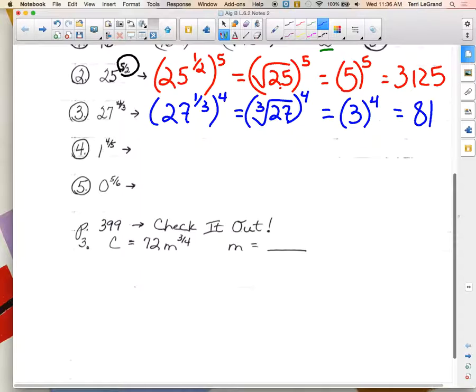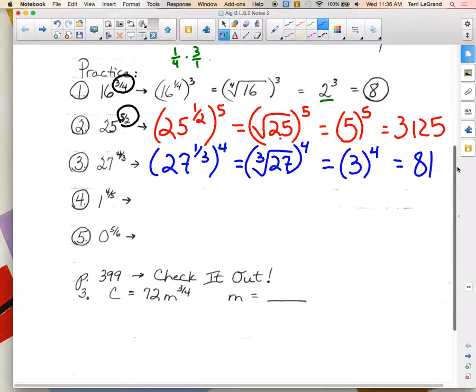Would you check out number 2? Check out number 3. Then maybe we'll go back and check out that one that had already been worked for us and make sure that one's right. So take it actually to the power and let's find out.